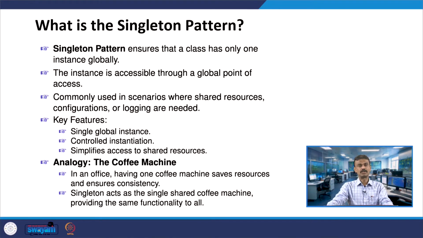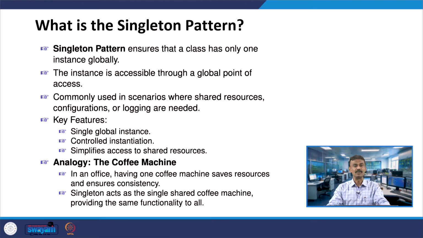Now I will start with the singleton pattern. What do you mean by singleton pattern? The singleton pattern ensures that a class has only one instance globally. It will have a single instance, that is why its name is singleton. In mathematics you have a singleton set; it is a single instance. The class has only one instance, and this instance is accessible through a global point of access. It is commonly used in scenarios where shared resources, configurations or logging are needed.